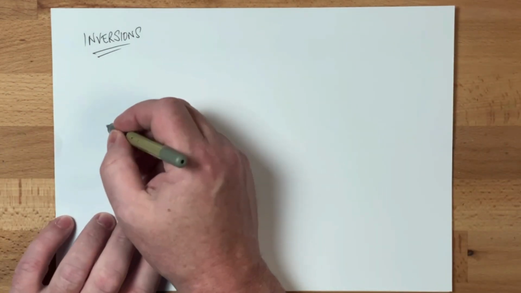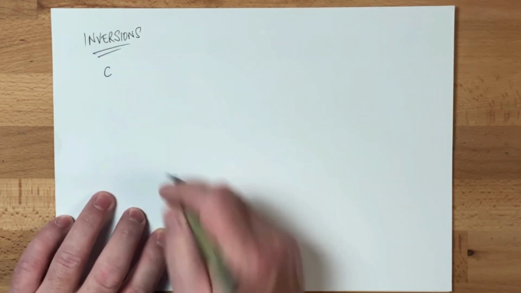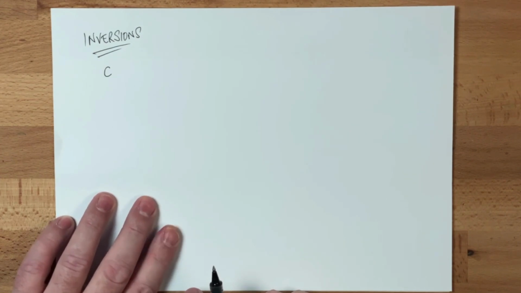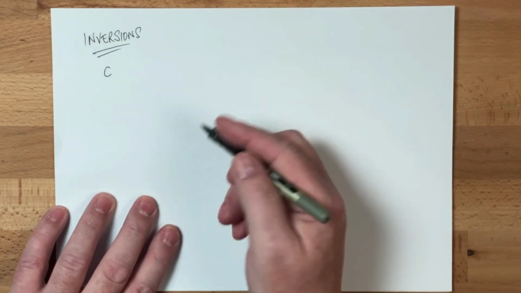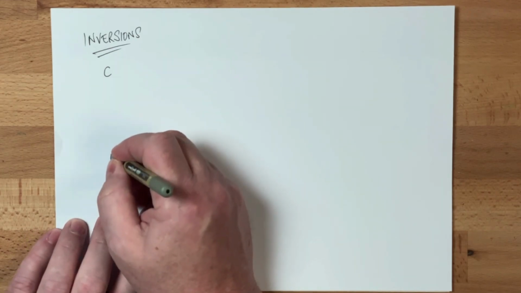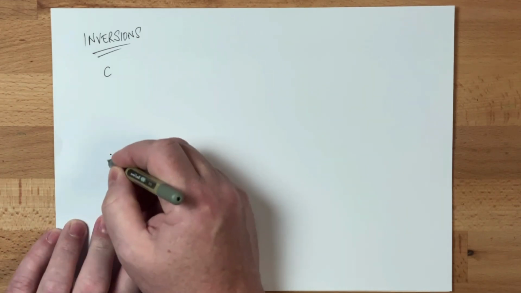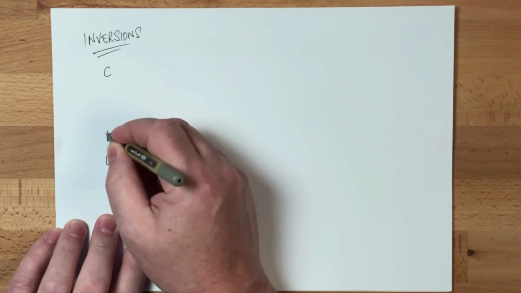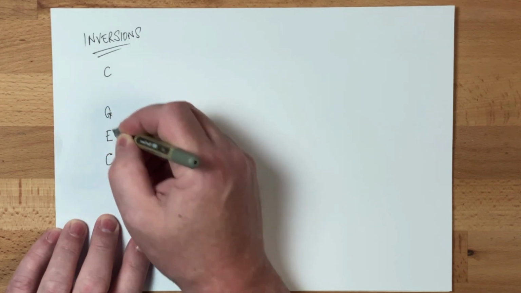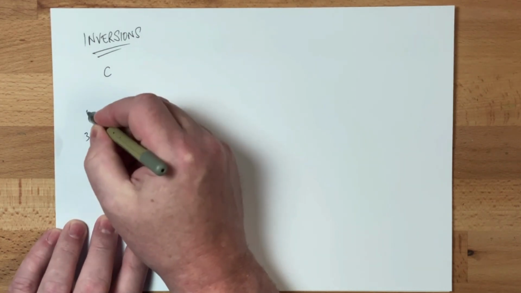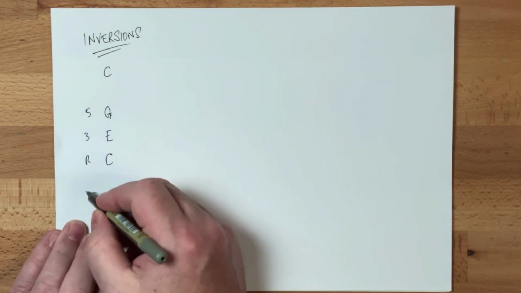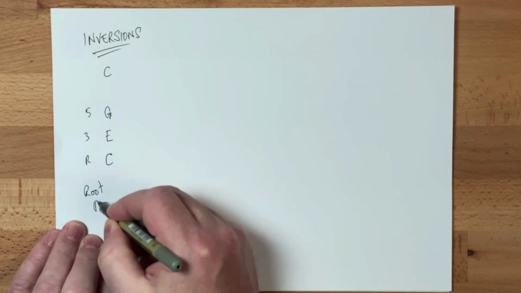So let's look at a C major triad. We're going to look at a C major triad, okay? Now the thing we need to know is what notes are in a C major triad. Going from the lowest sounding note, it's going to be a C, an E, and a G there. Look at that. So we've got a root, we have a third, and we have a fifth. This is called a root position triad, right?